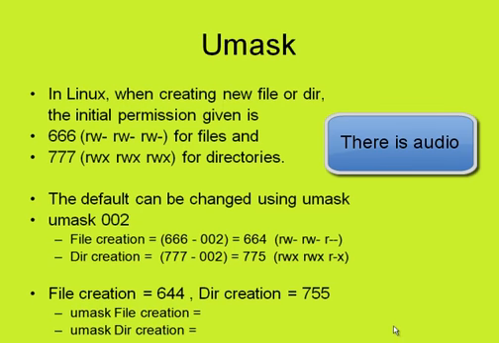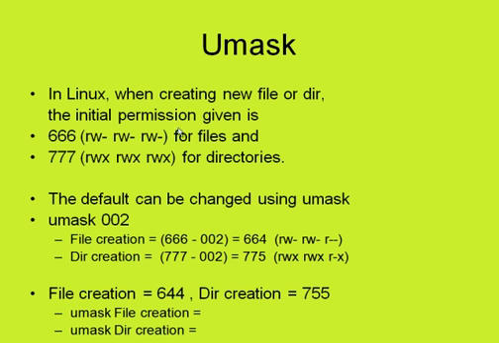Today we're going to talk about Umask and what Umask is used for. In Linux, when you first create a file or directory, the initial permission given will be 666 for files, which is read-write for user, read-write for group, and read-write for others. If you create a new directory, the initial permission will be 777, which is read-write-execute for user, group, and others.